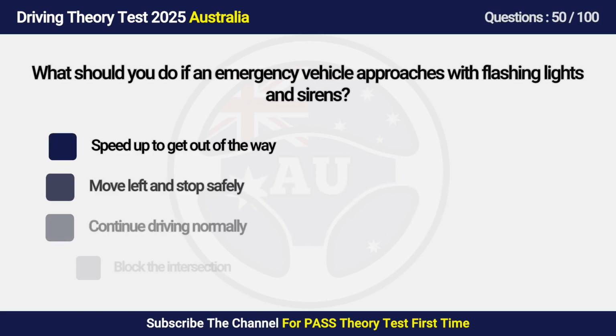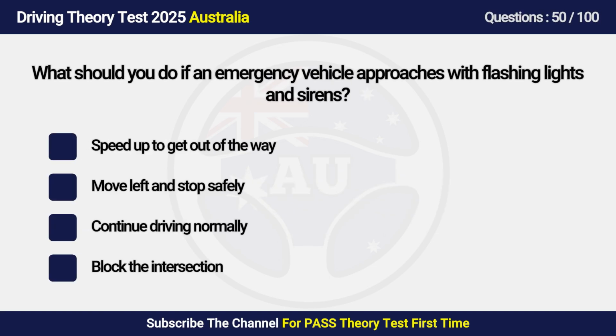Question 50. What should you do if an emergency vehicle approaches with flashing lights and sirens? A. Speed up to get out of the way. B. Move left and stop safely. C. Continue driving normally. D. Block the intersection.